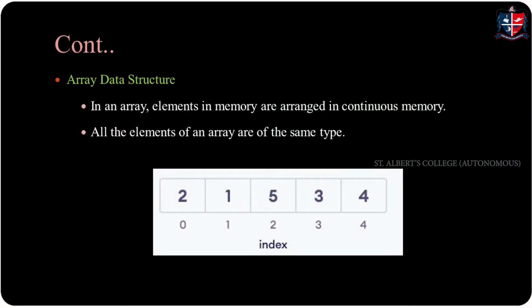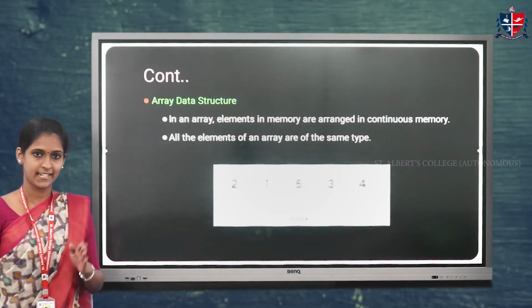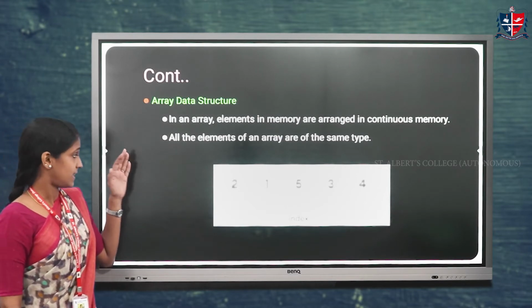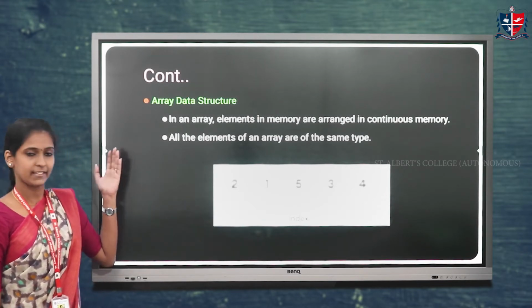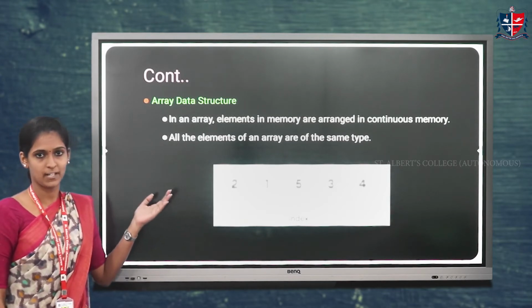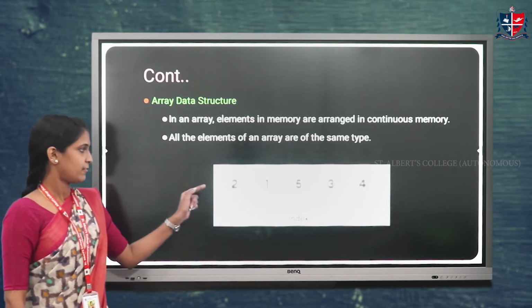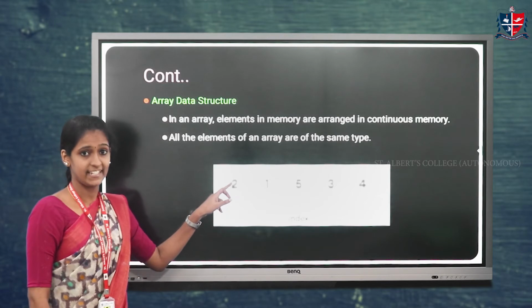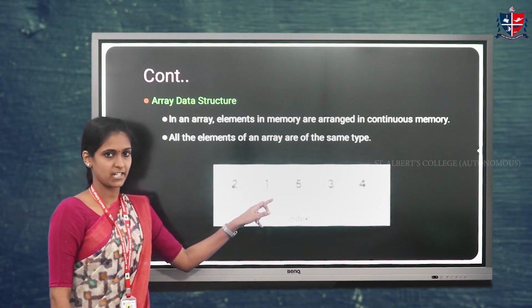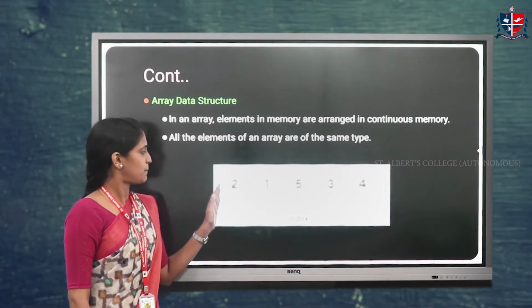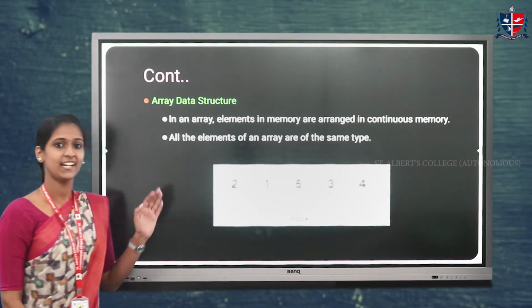Next is the array data structure. The array data structure comes under the linear data structure, and also it is a static data structure. In an array, the elements are stored in continuous memory locations, and the elements of an array are of the same data type. For example, if the first element is an integer value, the second element will also be an integer value, not a floating value. That is, the same data type will be stored in the array, and it has an index from 0 to n. Based on that index, the elements are stored, and they are stored in continuous memory locations.